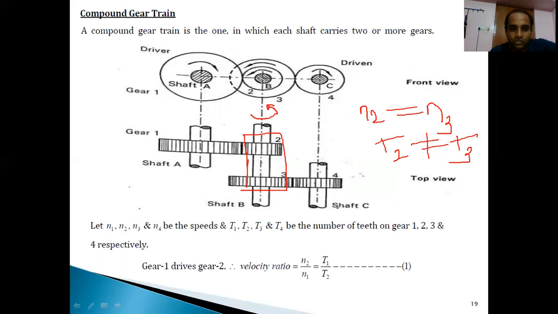But in the front view, if you observe, gear 2 has a smaller diameter, which means fewer teeth, and gear 3 has a larger diameter, which means more teeth. When you compare gear 2 and gear 3, the number of teeth is not the same. The speeds N2 and N3 may be the same, but the number of teeth, T2 and T3, are not the same. These are things you need to remember. So now moving on to the next slide.